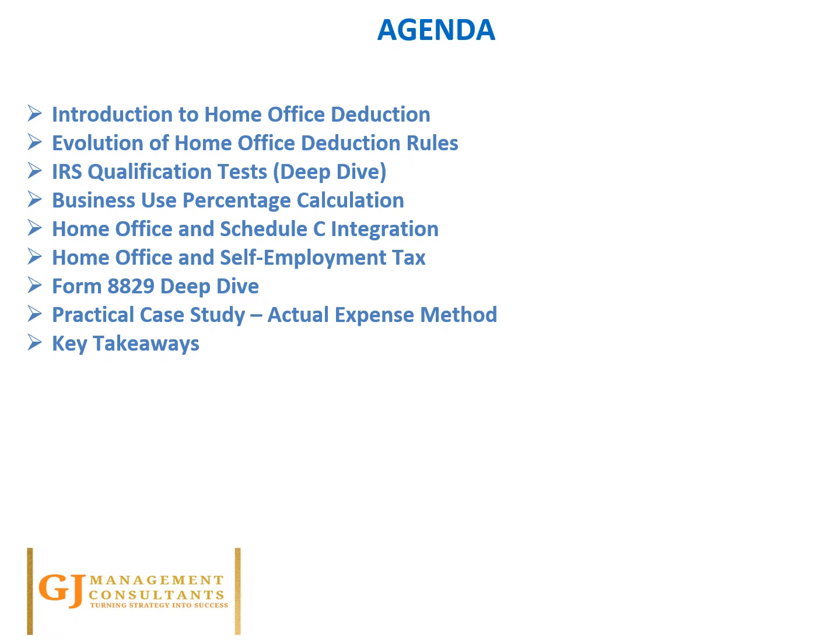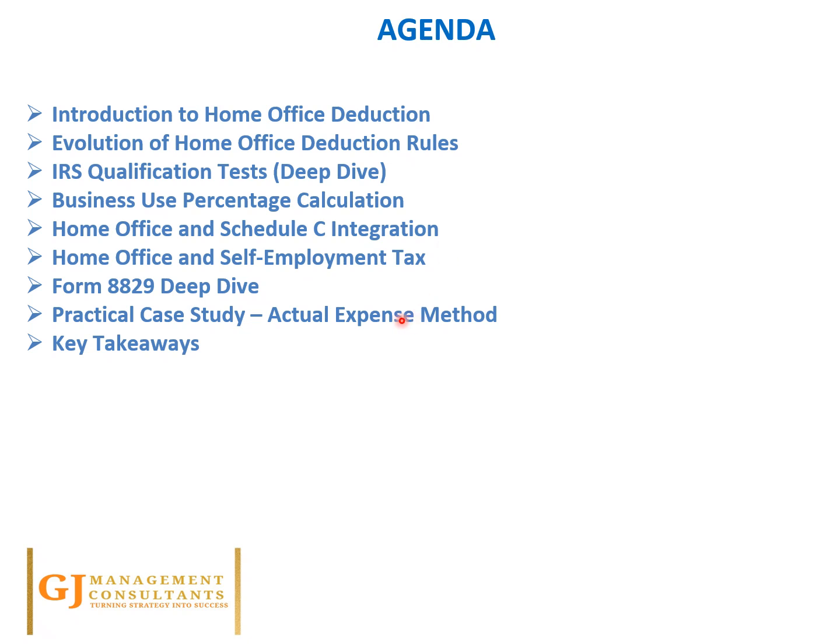So the key agenda that we're going to cover as a part of this chapter is that we'll quickly look at the introduction to the home office deduction. We'll see the evolution, how this particular deduction evolved over a period of time. What is the test that is being performed by the IRS? Because this often creates a dispute when a person claims more deduction than is eligible. Home office and Schedule C integration, we'll talk about this. Home office and the self-employment tax, we'll also talk about this.